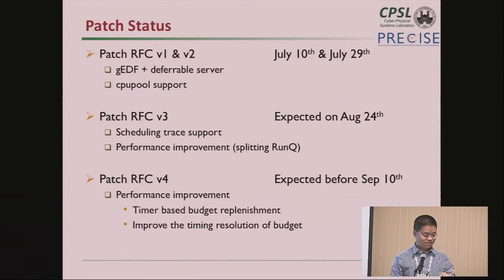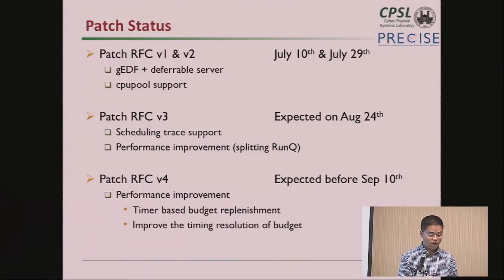We are going to release the third version of the patch, which will add trace support and also try to improve performance by avoiding scanning the whole queue when we insert a vCPU. And version 4 still focuses on performance improvement.